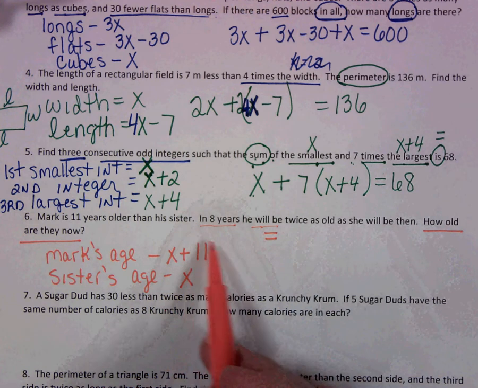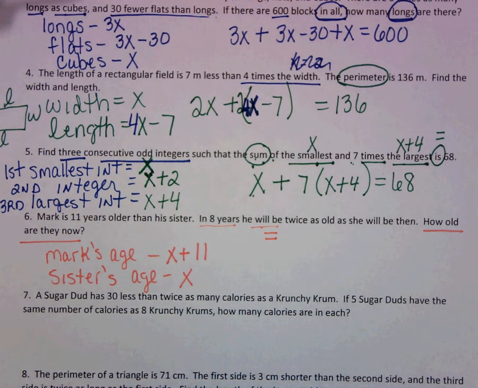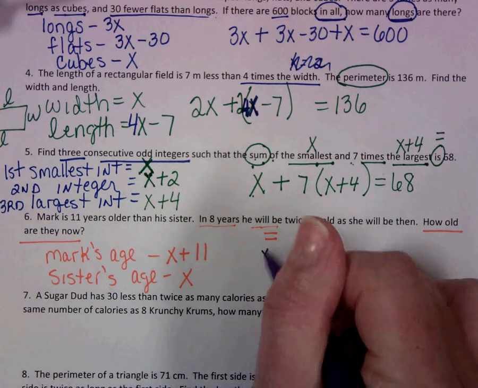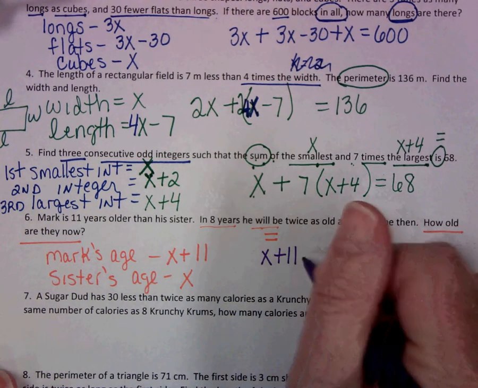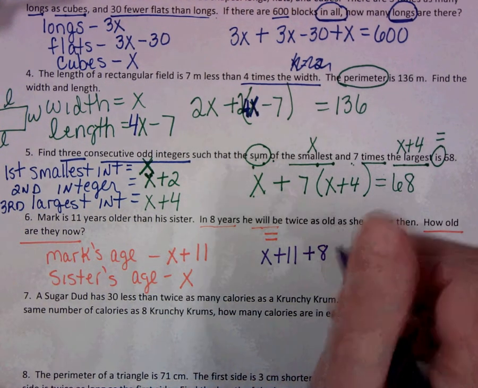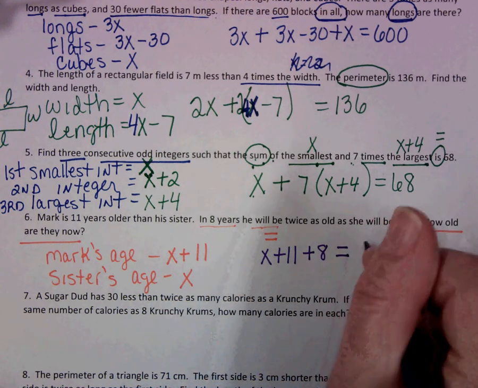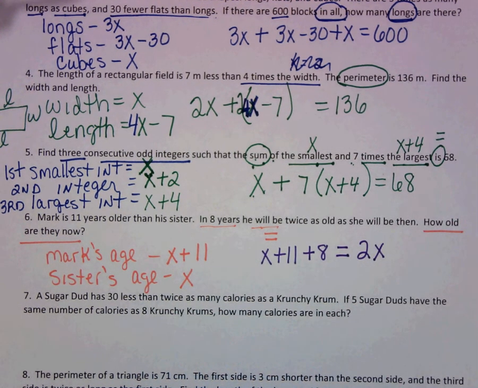So in 8 years, think about it, how do you show 8 years from now? If you're 13, 8 years from now, you're going to be 21. So you add 8 to that. So if Mark is X plus 11, that's how old he is, in another 8 years, plus another 8 years, he will be equal to twice the sister.